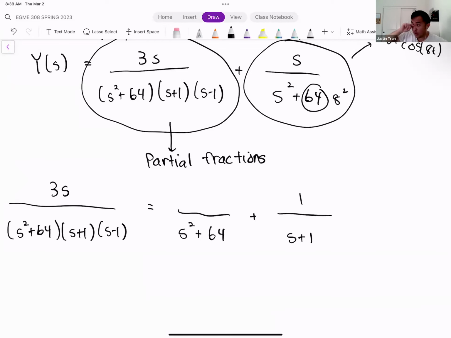Then we have a term over s plus 1, and another term over s minus 1. Let's look at the numerators. The s plus 1 and s minus 1 are just linear polynomials on the bottom, so on the numerator we just have a constant. I'll call these c and d. Meanwhile, for the s squared plus 64 term, this is a quadratic in the denominator, so our numerator has to be a linear function. This is going to be as plus b.